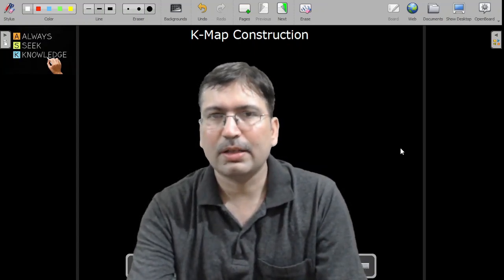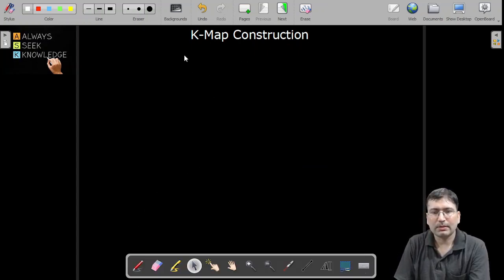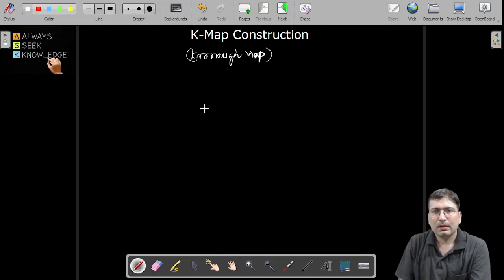So let's start the construction of K-map. The K-map is known as Karnaugh map. K-map, you can say it is one of the modified forms of the truth table. So let's try to understand it with the help of a truth table.